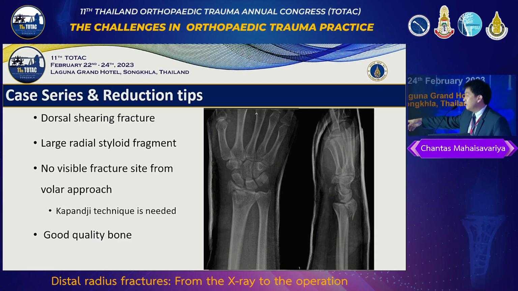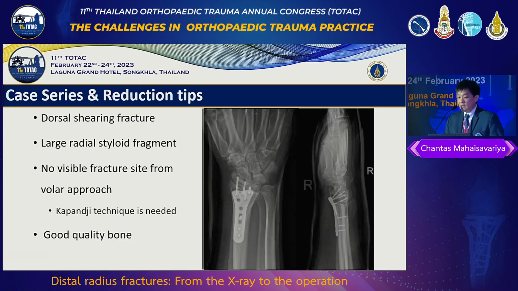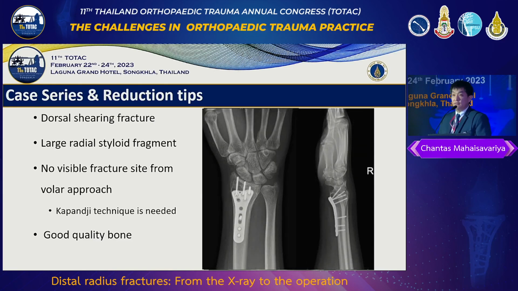If you see this area, if you perform the volar approach, you see normal bone. You don't see anything because the fracture line is in the joint. But no worries. I put the bolster and the patient in the supine position. I flip in the lateral view and use the Kapandji technique at the dorsal cortex to flip it and fix from the volar side. This is the final X-ray of the patient.